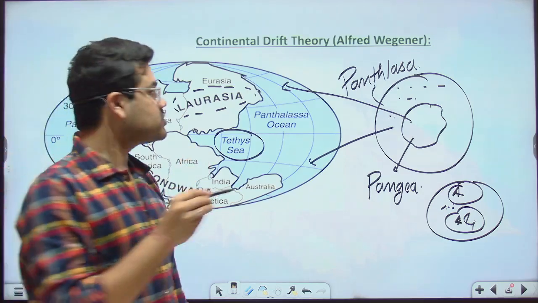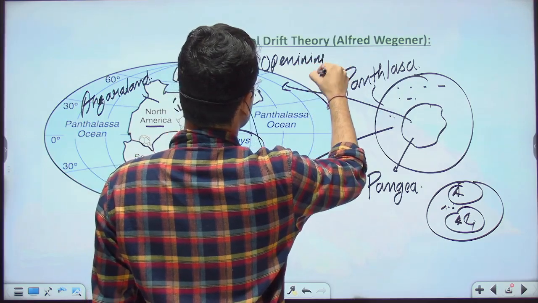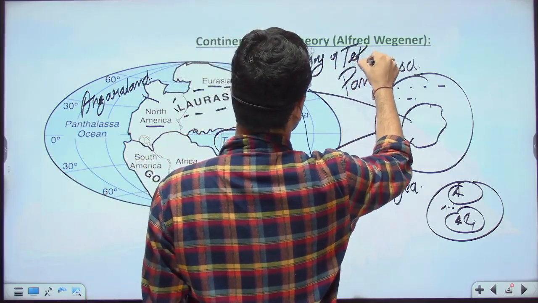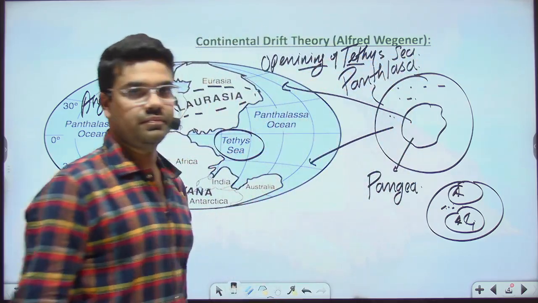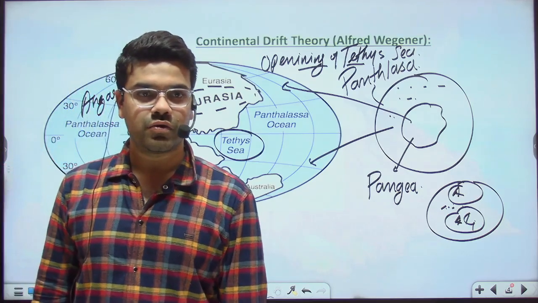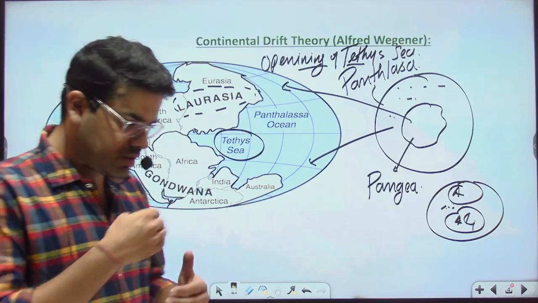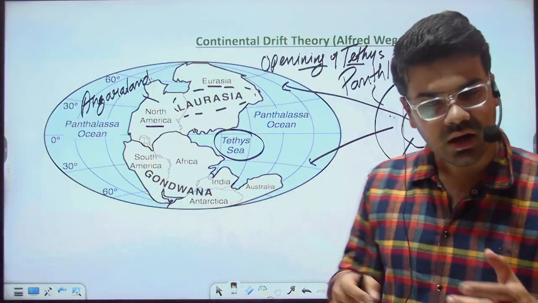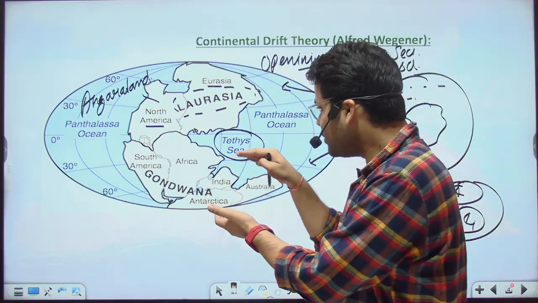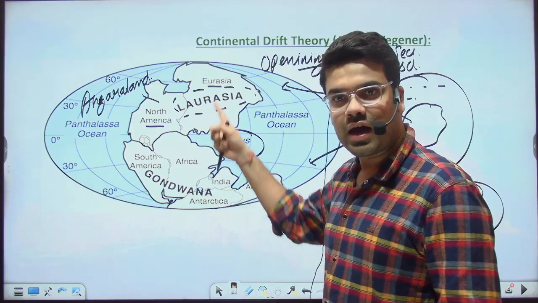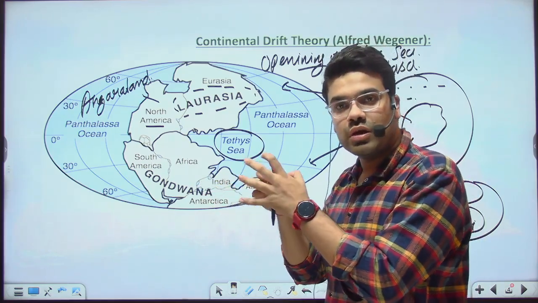The event is known as the opening of the Tethys Sea. Okay, this was the major event. Now, what's happening here? These forces were further acting, and there was again a simultaneous closing of the Tethys Sea. And after the closing of the Tethys Sea, when Gondwana and Laurasia collided with each other, the big land masses broke into certain pieces.